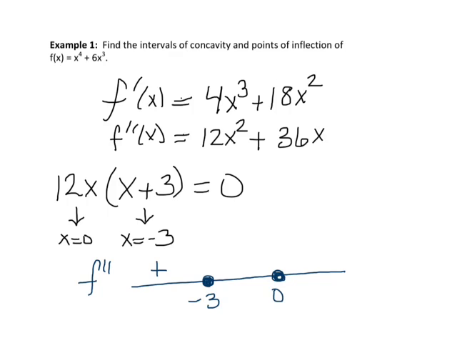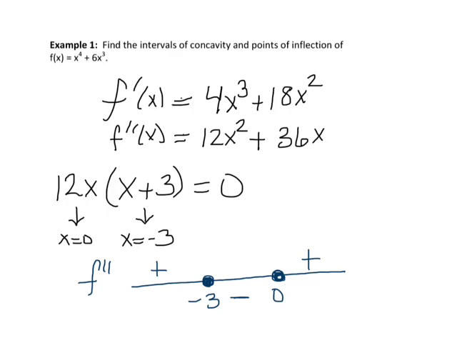Now let's pick some value in between negative 3 and 0. Suppose we pick negative 1. Plugging in negative 1 into our second derivative will yield a negative value. Now we've got 0, another point that could possibly be a point of inflection, so let's pick something beyond 0. Suppose 1. We plug in 1 into our second derivative, and again we obtain a positive value.